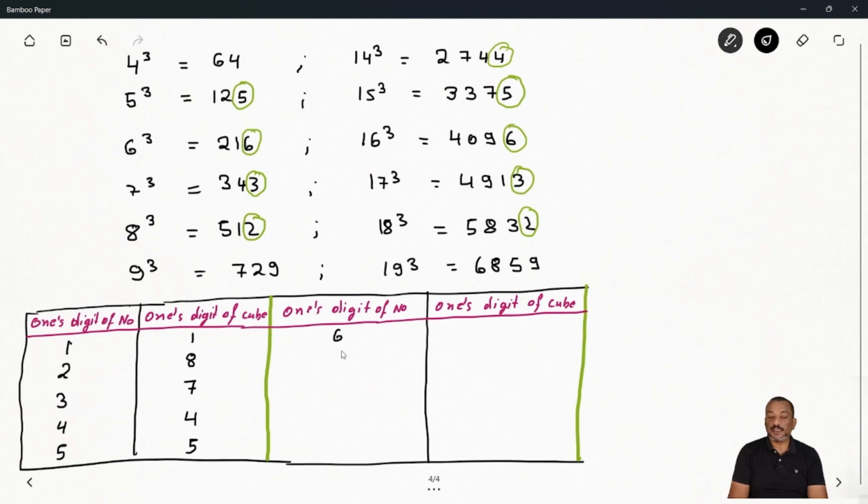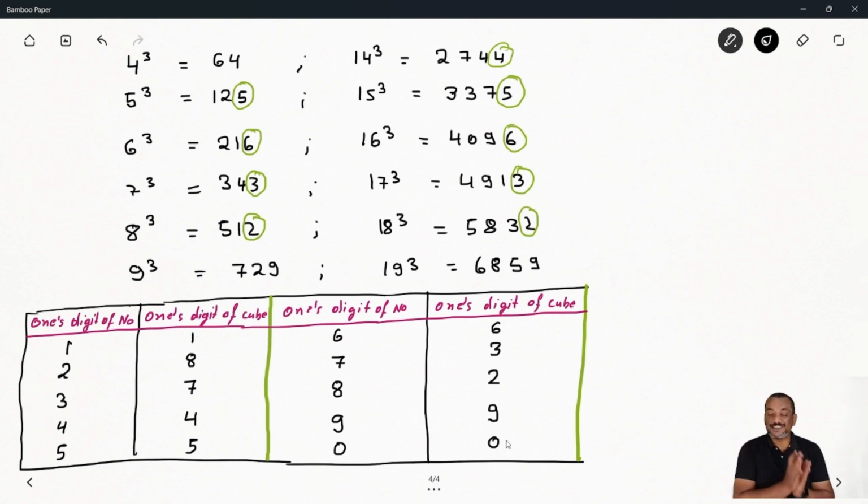In the same way, any number whose ones place is 6, its perfect cube's ones place will be 6. Any number with ones place 7, its cube's ones place will be 3. Ones place 8, the cube's ones place will be 2. If ones place is 9, then the cube's ones place is 9. If ones place is 0, the cube's ones place will be 0. So this is the overall property of these numbers.